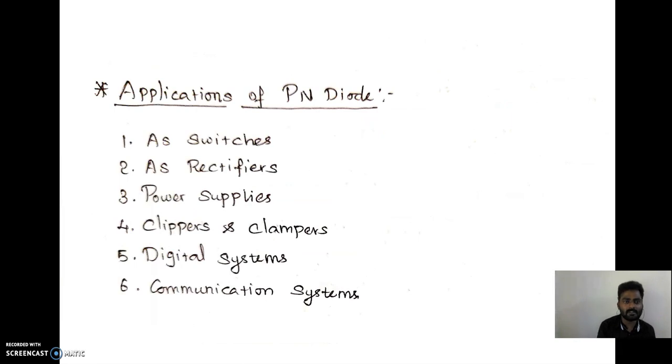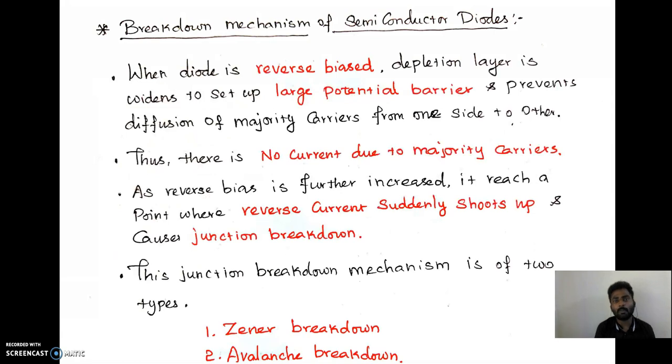And applications of PN junction diode. This PN junction diode can be used as a switch, and it can also be used as a rectifier. In rectifiers, we use diodes, and those diodes are nothing but PN junction diodes. And it can also be used in power supplies, clippers and clampers, digital systems, and communication systems. Coming to the breakdown mechanism of semiconductor diodes.